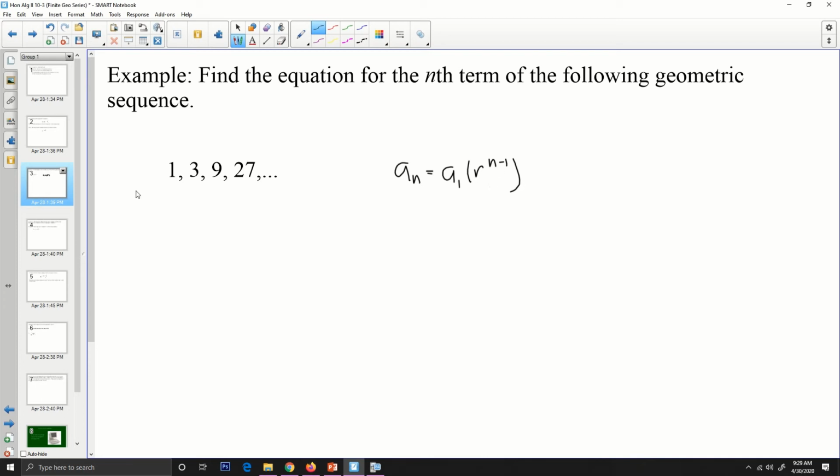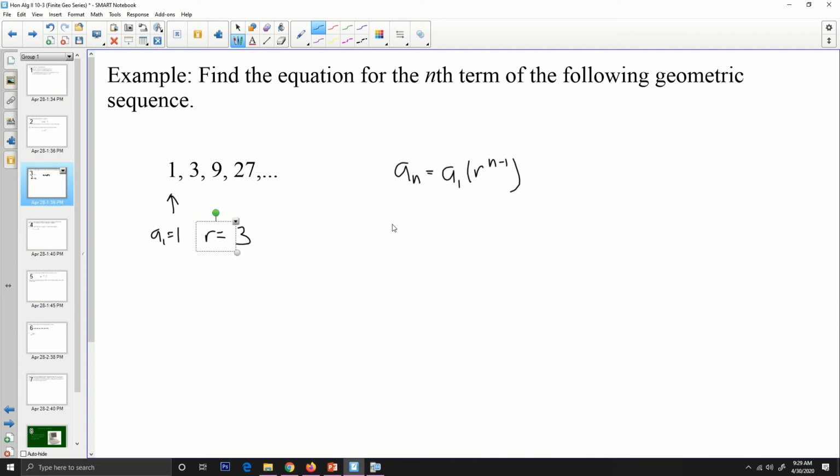All right. So I start looking at this value here. I'll say a sub 1 is equal to 1. And then I look for my common ratio here. So what times 1 is 3? Well, 3 times 1 is 3, and then 3 times 3 is 9, and then 9 times 3 is 27. So I can say that my common ratio ends up being 3.